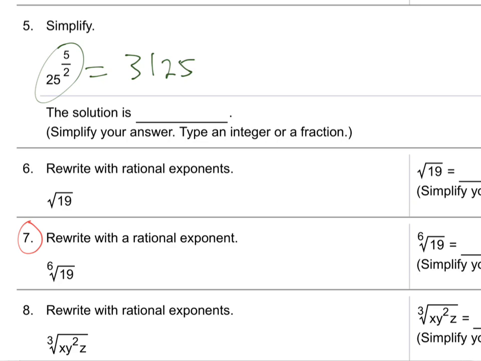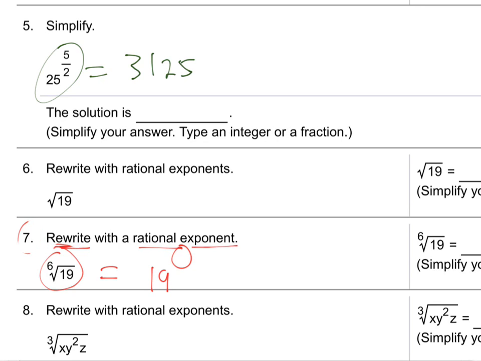So number 7, they want me to go the other way now. So now I'm going to go from a root back to just normal, fractional power, I should say. They're saying rewrite with rational exponents. That means fractional, right? Ratio is a fraction, one thing over the other. Powers. So they want me to turn it into 19 to some power that's going to be the same as the 6th root of 19. So now they want me to use that rule the other way.